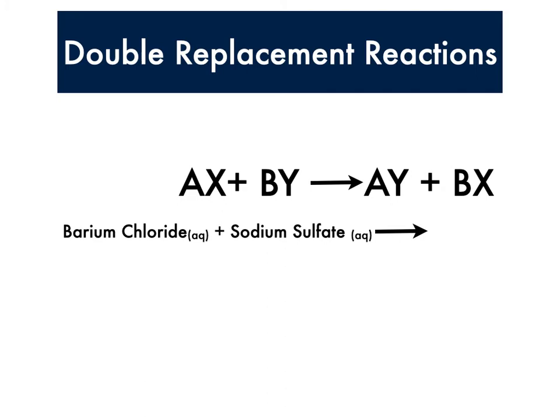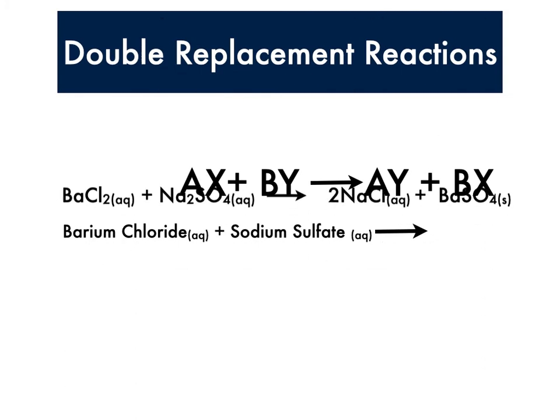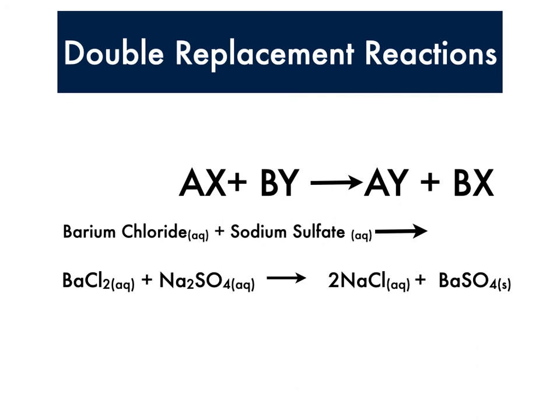Okay, barium is a 2+ charge, chloride 1- charge, so you should get BaCl2 on that. And then sodium is a 1+ charge, sulfate is a 2-, so you'll need 2 sodiums. So you should have gotten BaCl2 reacts with Na2SO4.